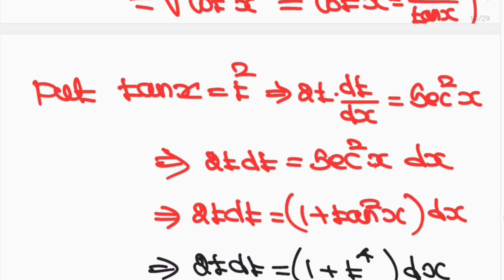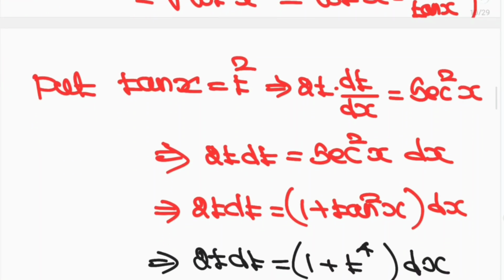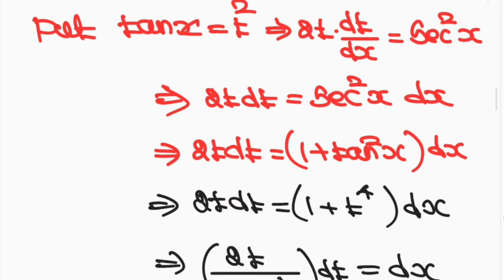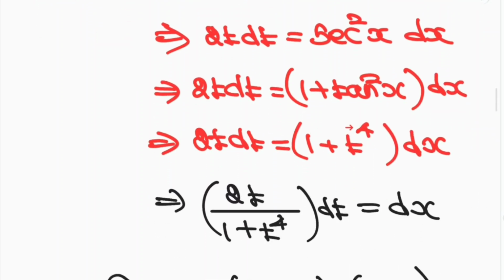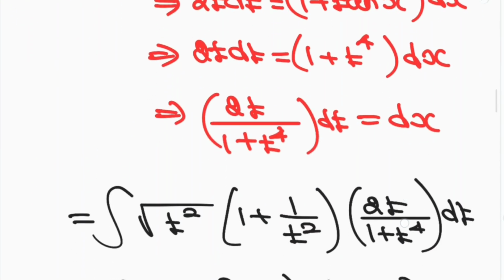So your secant square x is 1 plus tan square, and what is your tan x? t square. So tan square means t square the whole square again, so it becomes t power 4. So 2t into dt equal to 1 plus t power 4 of dx. Now bring the t terms to the left side and keep dx on the right. So 2t divided by 1 plus t power 4 of dt equal to dx. So in place of dx we can put 2t dt by 1 plus t power 4.